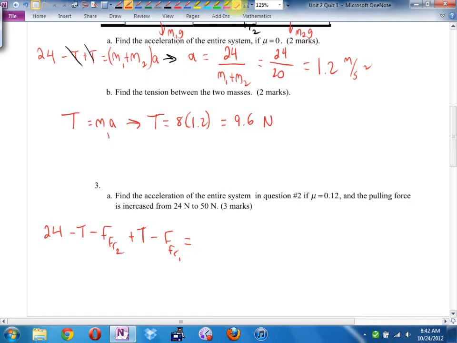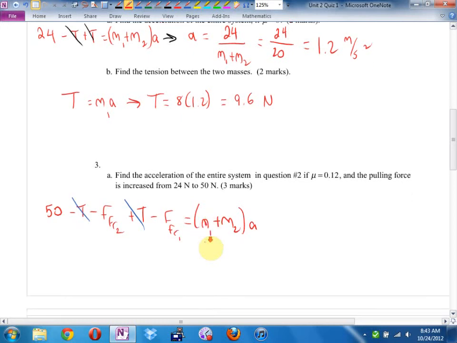Oh, it's 50 newtons. Why did I change it to 50 newtons? I had to change it to 50 because 24 wasn't enough to get it moving. Thank you. Read the question carefully. And that's still going to be M1 plus M2 times A. Yay, tension cancels. How would I get the A by itself? Anyone? Can I do that in one step?